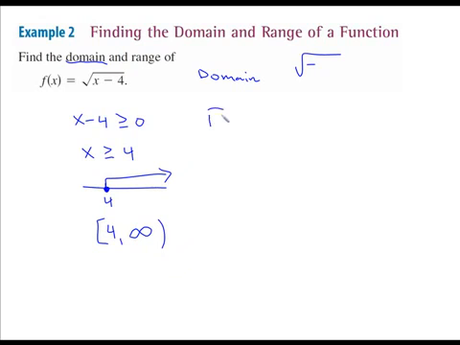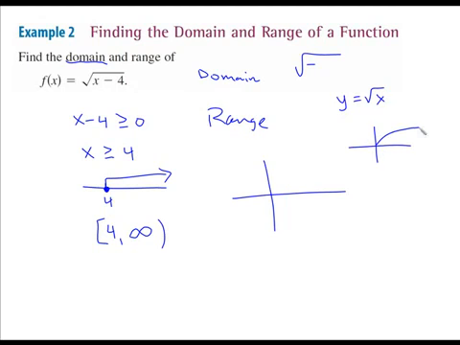Now what about the range? We need to find the range. The easiest way to find the range is to sketch a graph. Let's just review real quick. y is equal to the square root of x. We know the graph of this is like that, right? Well, what does it mean when you have this -4 inside here with the x? That means we've got to take this graph and shift it to the right 4 units to +4, right? So this graph right here is going to look like that.